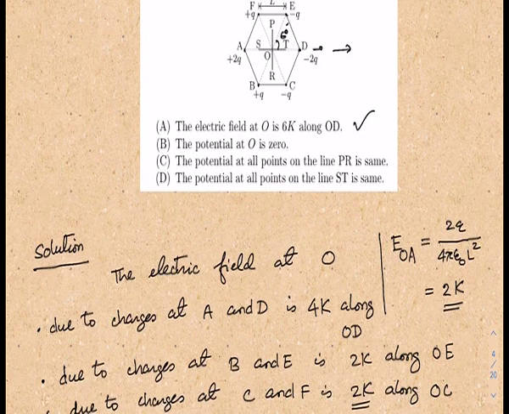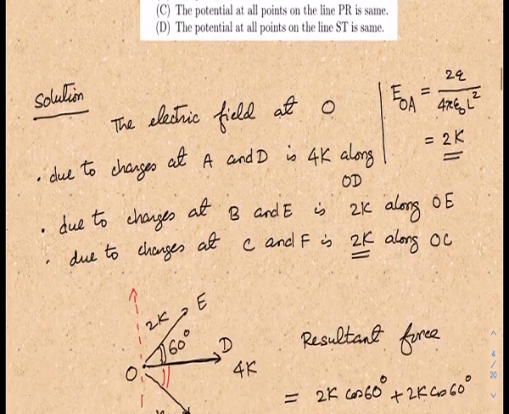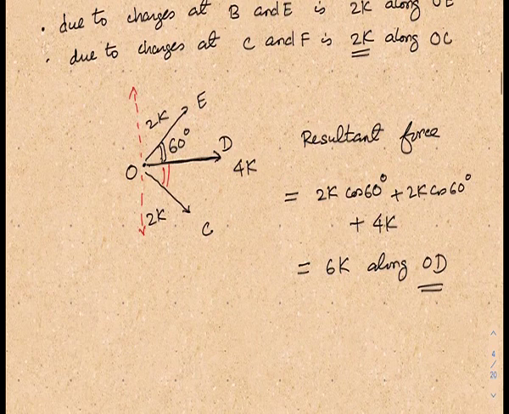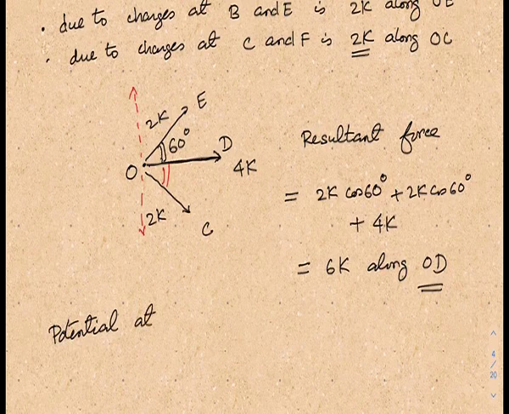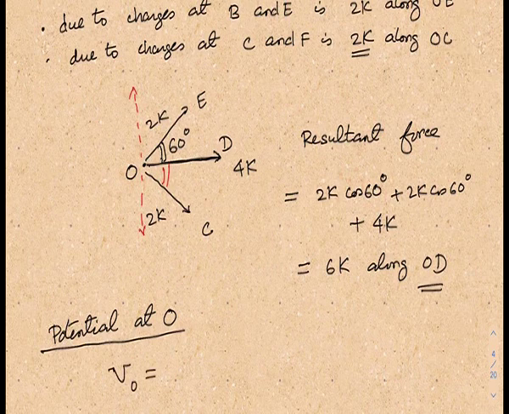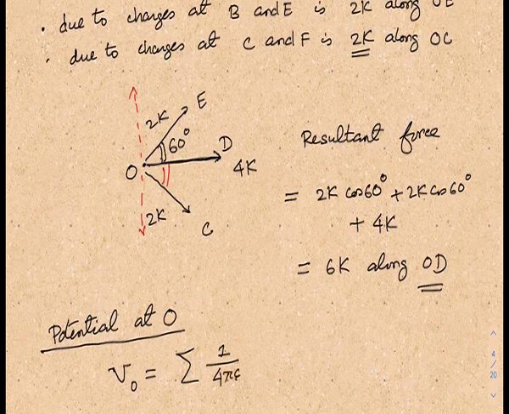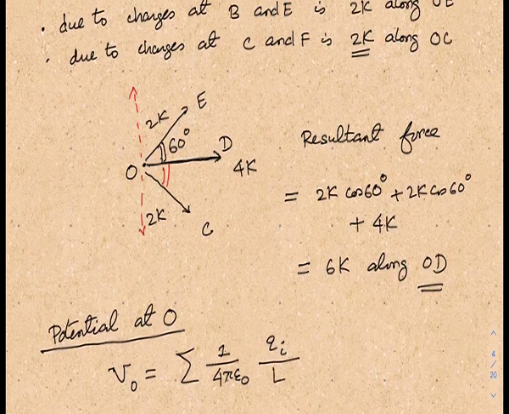Now what about the potential at O? Yeah, potential at O is 0 obviously, but let me show it exclusively, a little bit more in detail. If I work it out, potential at point O would be the sum of, you just have to find out 1 by 4 pi epsilon 0, all the charges. This is the formula, and all of them are equally distant, so I can take this term out.